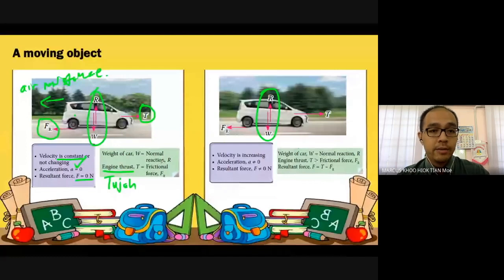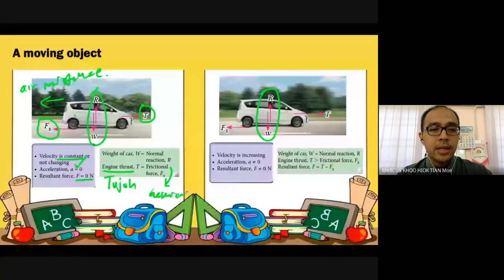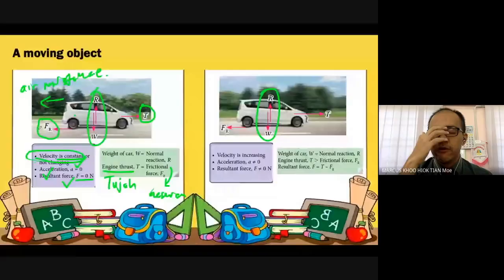Daya geseran. So kalau daya tujah ke depan, if the engine thrust is the same as the frictional force, then the resultant force is zero, acceleration is zero. So although this thing is moving, it is constant velocity. Okay, dia mesti ikut this urutan. Acceleration 0, resultant force 0, moving with constant velocity.